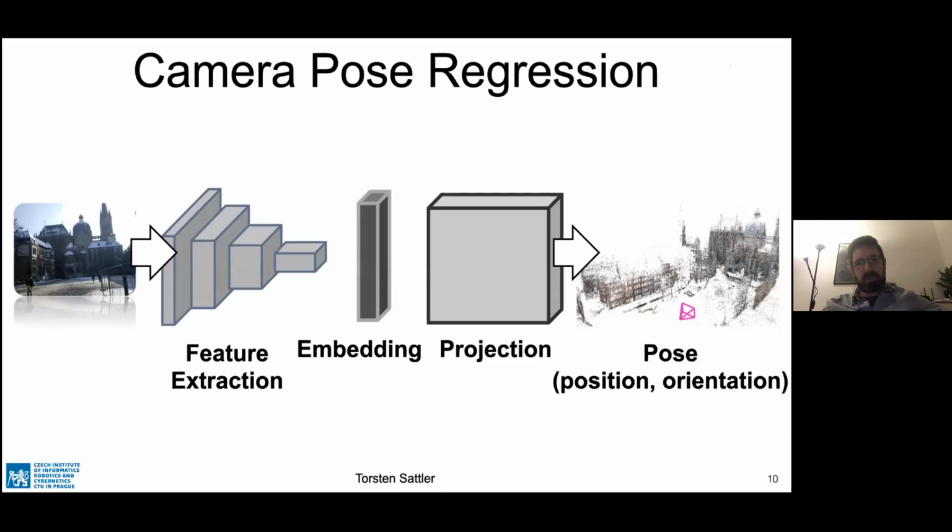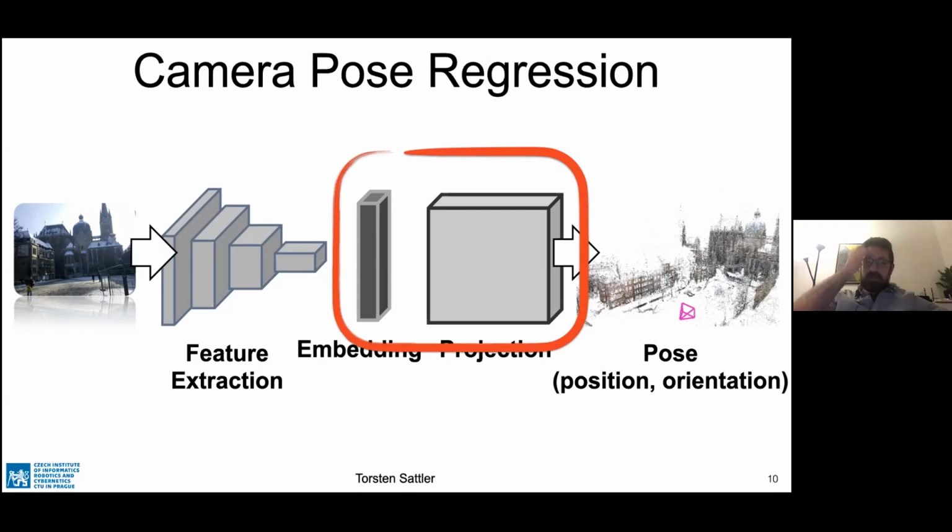So camera pose regression techniques all follow the same approach. You take your input image, you feed this through a neural network that extracts a set of features. You embed these features as a vector in some higher dimensional space. And finally, you project from this higher dimensional space into the space of camera poses, meaning you project into the 3-dimensional space for positions and a 3- or 4-dimensional space for orientations, depending on how you represent it. So let's look at these last two steps, the embedding and the projection.